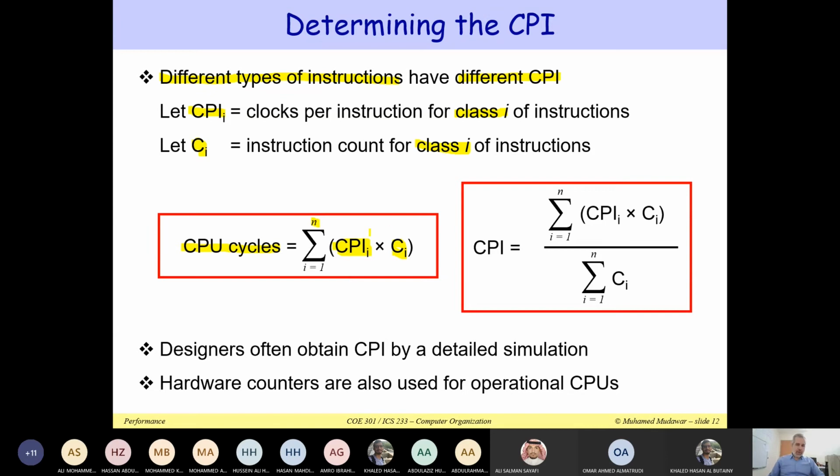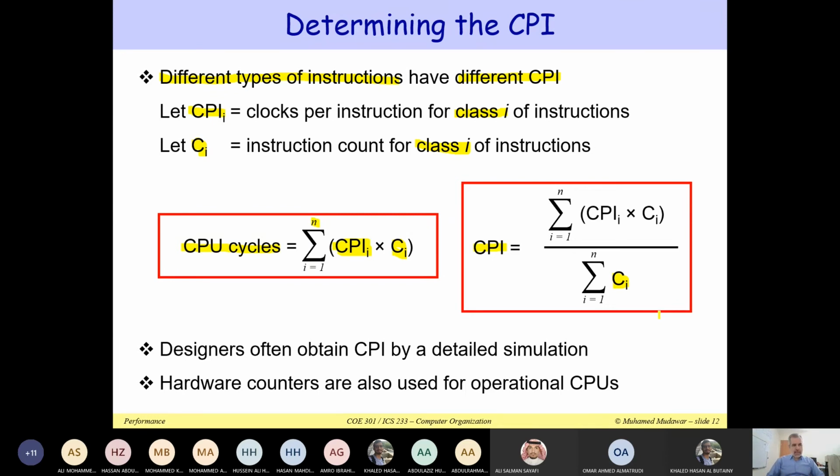We can determine the average CPI by dividing the total number of CPU cycles, which is shown here on top, by the total instruction count. The total instruction count is the sum of C sub 1 plus C sub 2 plus C sub 3 and so on. I write it in sigma notation, the sum of C sub i, where i goes from 1 to n. That's the meaning of the sigma notation. It is just adding all of these counts.